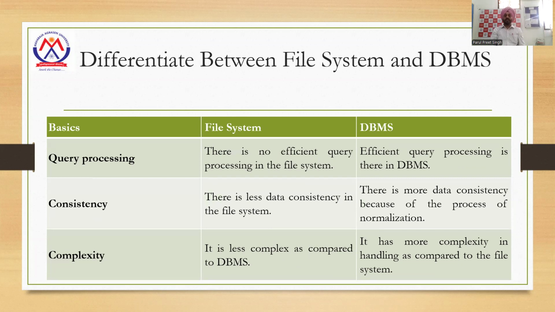Next is query processing. There is no efficient query processing in file system. Efficient query processing is there in DBMS. Consistency. There is less data consistency in the file system. There is more data consistency because of the process of normalization in database management system. Then comes complexity. File system is less complex as compared to DBMS. DBMS is more complex in handling as compared to file system.